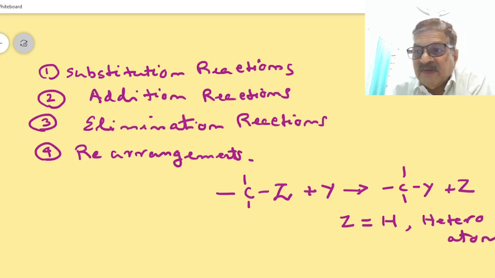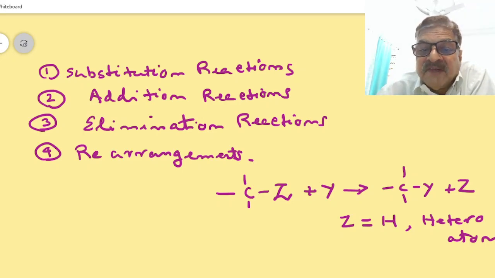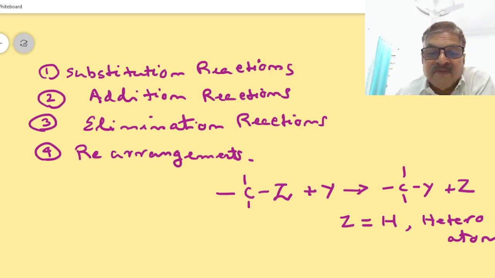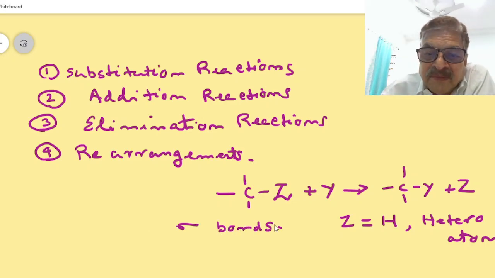That is, in a molecule C-Z, a reaction in which an atom or a group of atoms is replaced by another atom or a group of atoms. In the general substitution reaction, Y replaces Z. Therefore, this is a substitution reaction. An important point we have to see: substitution reactions involve sigma bonds. One sigma bond breaks and another sigma bond forms, one bond breaking, one bond forming.